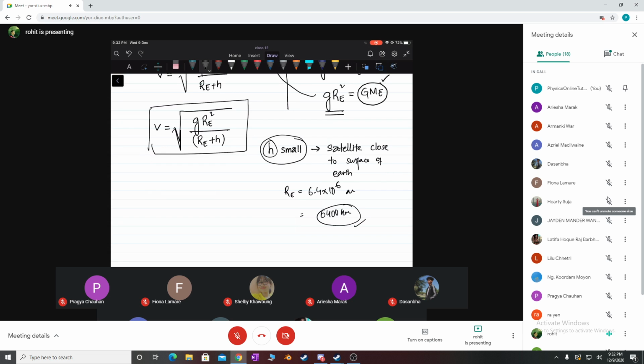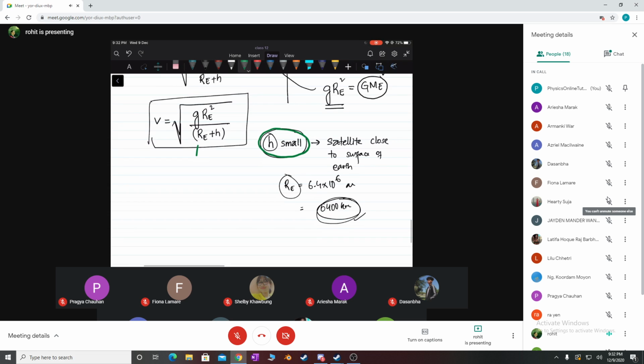So it's a very big kilometer. See, the radius of the earth is very big, okay? Just now I told you, if I apply this approximation, and if I tell you the height of the satellite is very, very small, then you can have a much simpler formula. See, I can write V equals root over of small g RE squared divided by simply RE. I'm not writing H anymore.